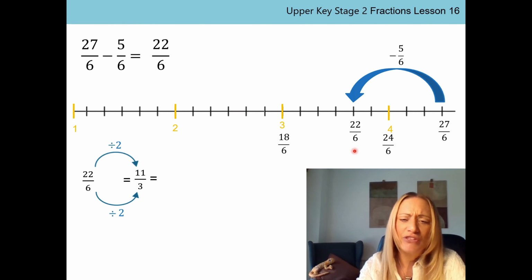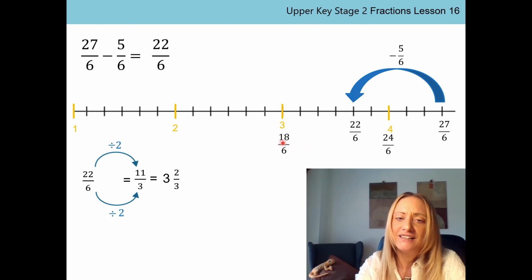Do you think we could prove that? So could I write 11 thirds as a mixed number? How many thirds do I need to make a whole? 3 thirds, excellent. So 9 thirds would be 3 wholes and I have 2 more thirds. Excellent. Now, how can I prove that that's 3 and 2 thirds on the number line? So I've got 3 here. How can I split between 3 and 4 into thirds?